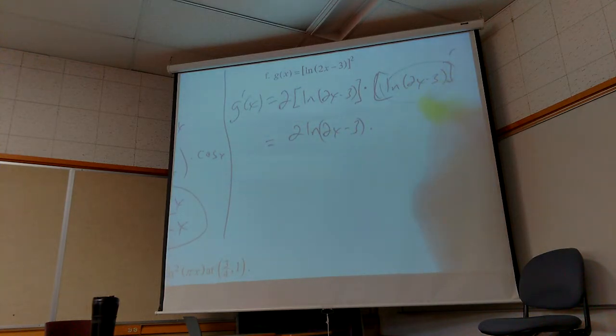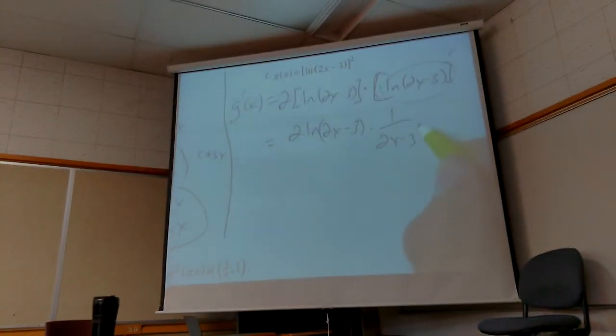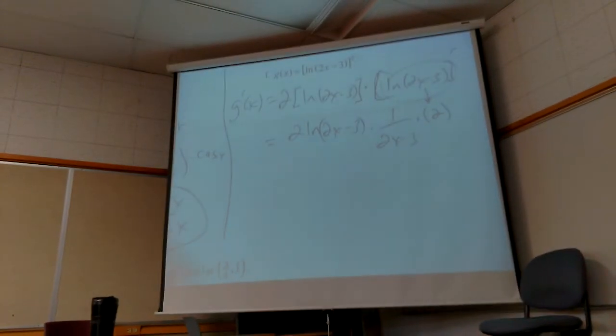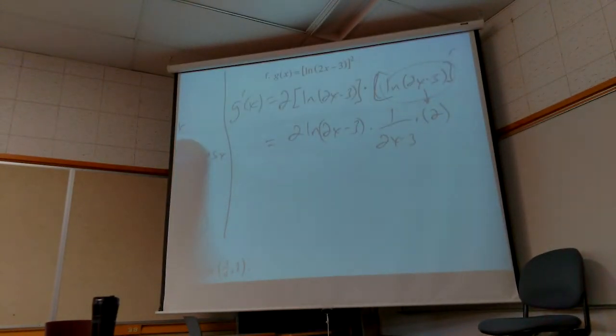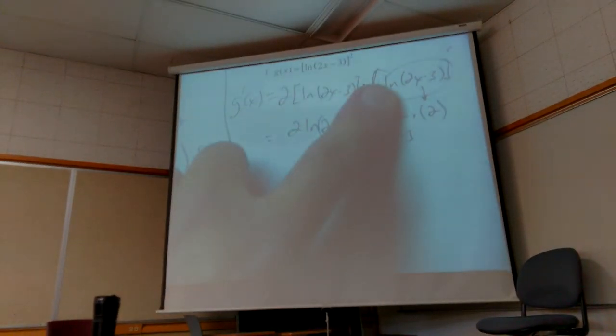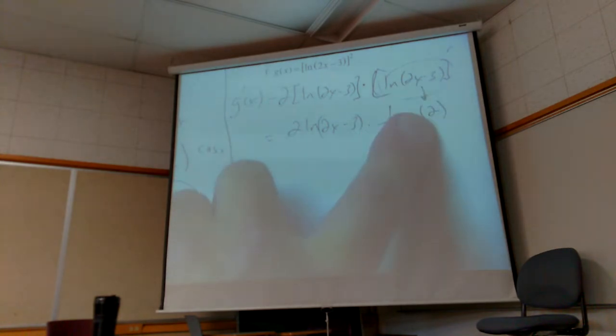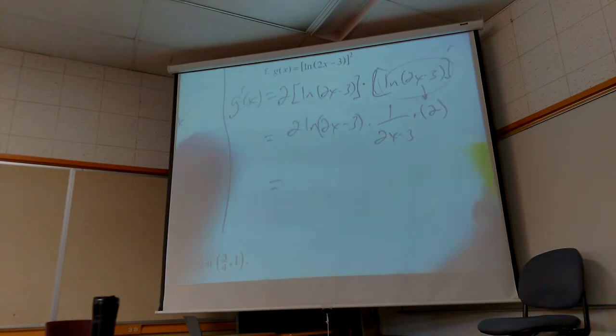What's the derivative of this piece? 1 over 2x minus 3 times the derivative of the inside, which is 2. So the derivative of ln is 1 over the thing, and then the thing gets a turn. So at the end of the day here I get 4 ln(2x minus 3) all over 2x minus 3.